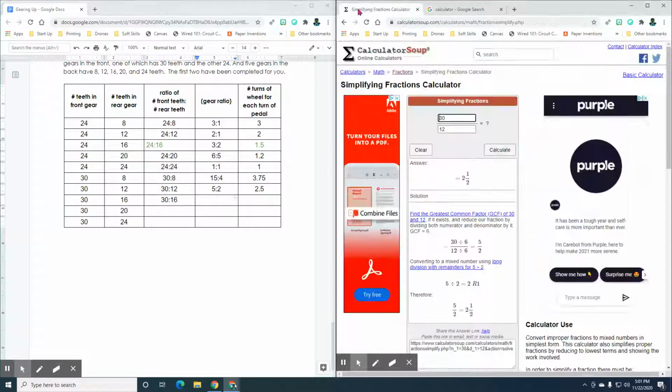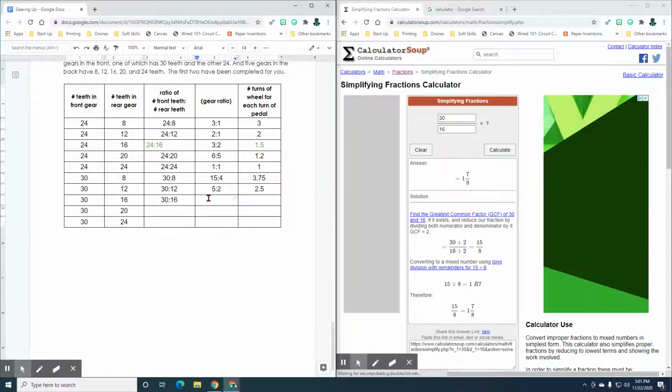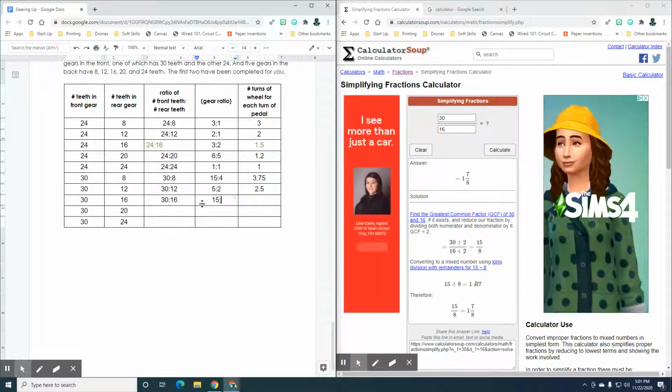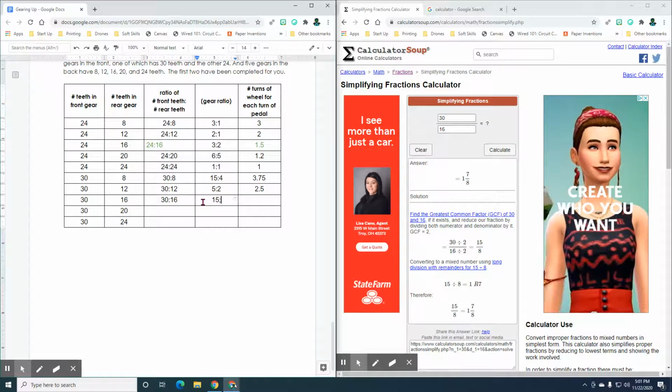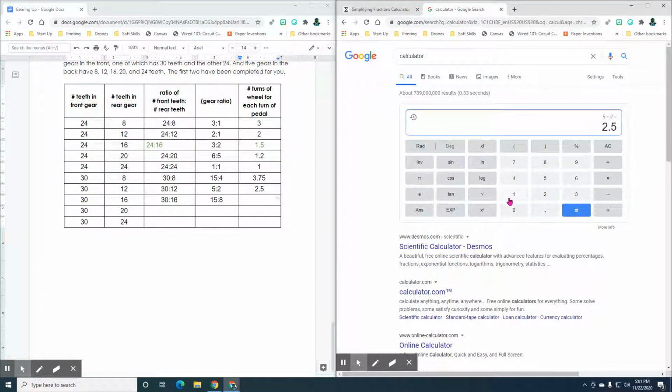Okay, 30 to 16, so we have 30 colon 16. And the gear ratio, 30 to 16. Calculate, 15 to 8. Is that right? Yep. 15 to 8. And 15 divided by 8 is 1.875. Okay.